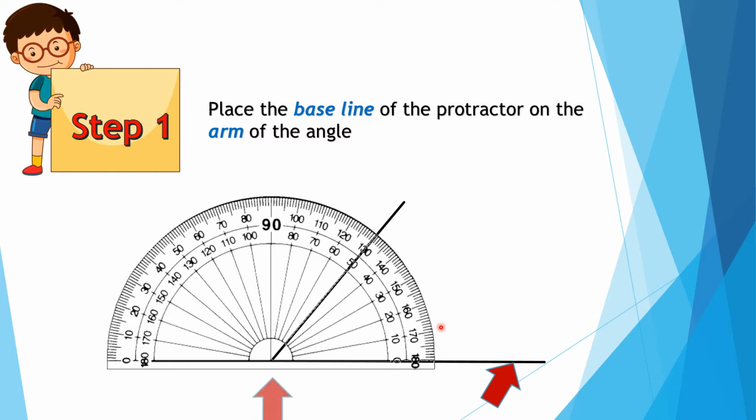And now see the vertex. I have kept the center of the protractor exactly on the vertex of the angle. That is the first step. We should first place the protractor correctly on the angle. And now we will see the second step.